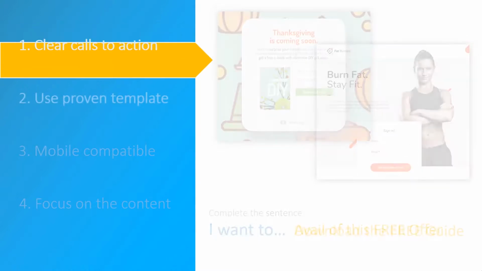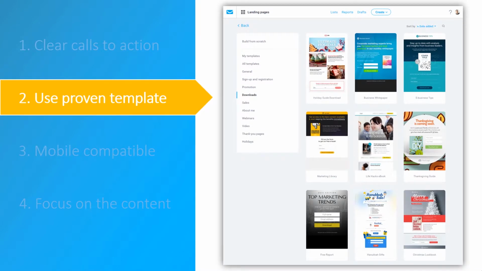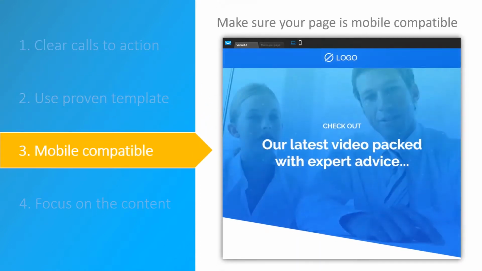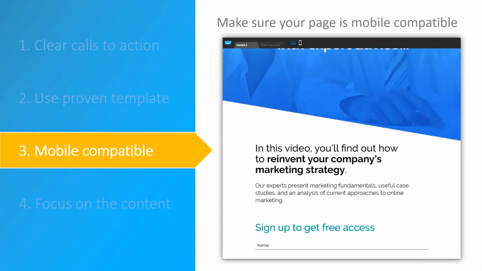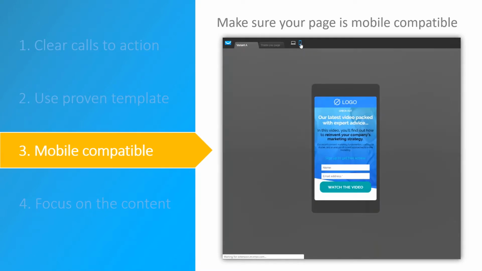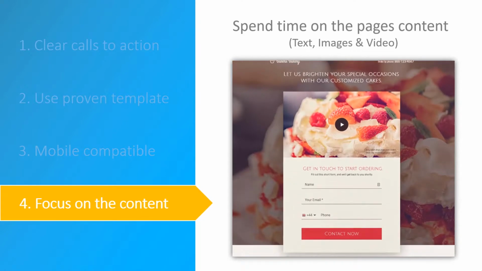Second is use a proven template. So providers such as GetResponse provide these templates you can use that are proven to convert. So use a template, don't make up your own. Number 3, make sure your pages are mobile compatible. You'll probably find at least 50% of your customers or more are coming directly to your site from a mobile device. And number 4, spend a lot of time on the copy, imagery, and video content.